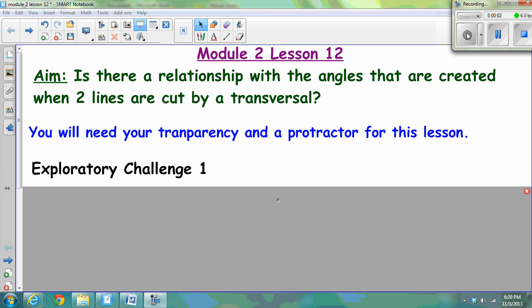This is Module 2, Lesson 12. Is there a relationship with the angles that are created when two lines are cut by a transversal? For this lesson, you will need your transparency and a protractor. Open up your binder to Lesson 12 and follow the instructions for the Exploratory Challenge number 1. Notice the diagram is two lines, not parallel, cut by a transversal we call line M. Please pause the video while you work on this question now.